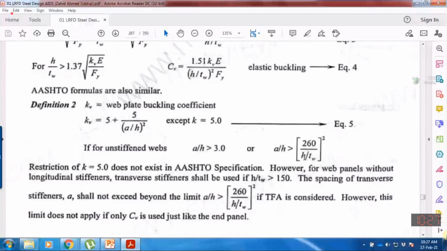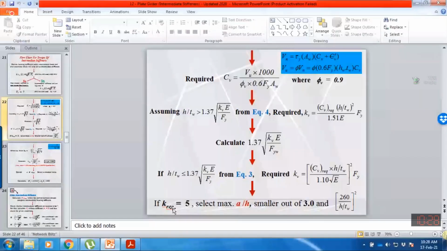So the A over H ratio, or A should not be more than 3H, or A should be equal to 260 divided by the height of the web over thickness of the web ratio, whole square, multiplied by h, if h goes to the other side. If the kV value is coming out to be 5, then the spacing of stiffener is the lesser value out of these two expressions, because we know the height, so you can determine the A value. And also in this equation, you know the height of the web and thickness of the web, so you can determine the A value.